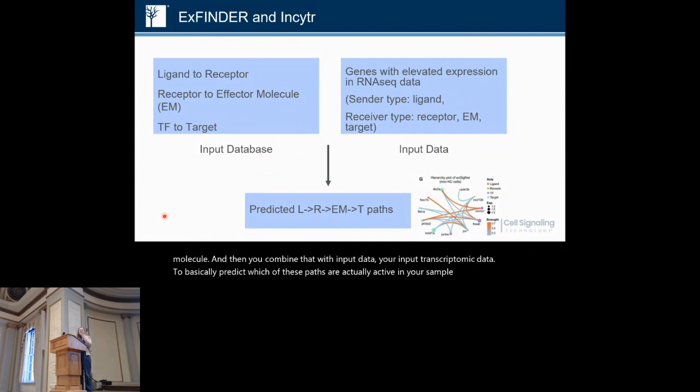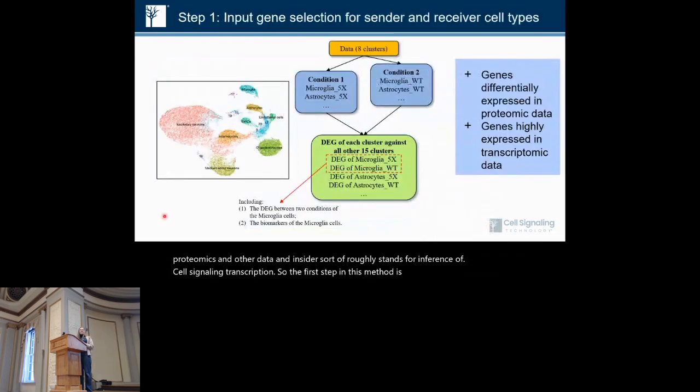We start off with this as the skeleton of the method, and then we extend it to include proteomics and other data. INCIDER roughly stands for inference of cell signaling transcription. The first step in this method is to select input genes, because the paths that the method spits out are going to consist exclusively of these input genes. So the selection of them really affects what your results are going to look like.